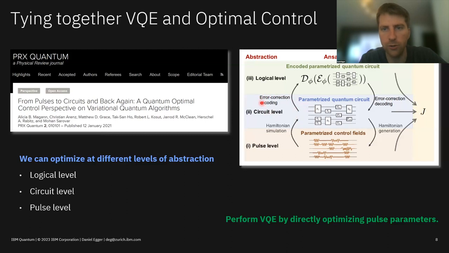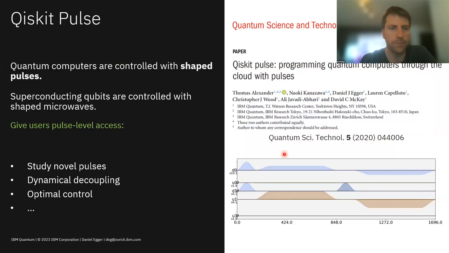Going down a little bit more, below error correction or encoding, you'd have the circuit level where we're looking at the gates with the parameters here. And then even deeper in the control stack, you can look at it at the pulse level where we in fact have parameterized control fields. And so in the remainder of the presentation, we'll be looking at a lot of algorithms and tasks through the lens of the pulses that are actually running on the quantum computer. And the idea is to perform the variational algorithm directly, let's say, by optimizing pulses and see if that can actually bring us any further.